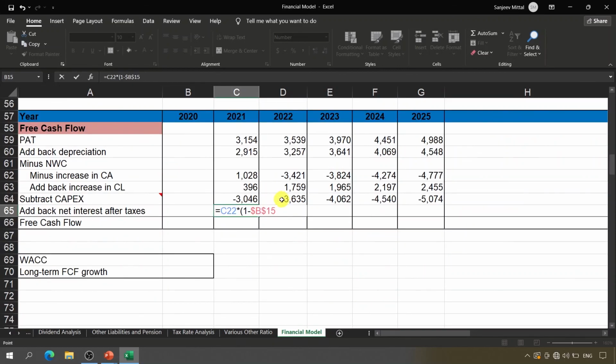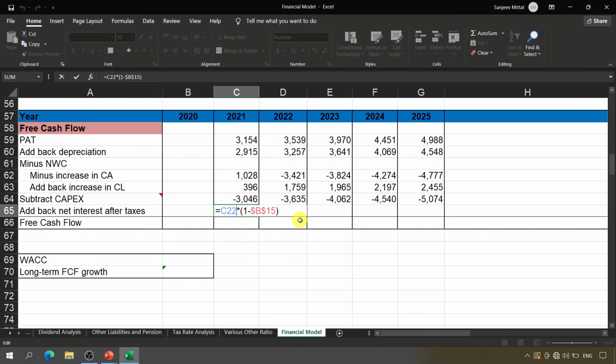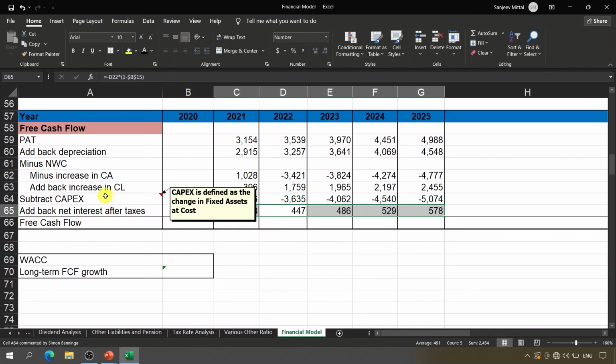25.18%, and I am freezing this 25.18%. And if I click enter, we can get our interest after taxes. But wait, we need to show this number as a positive number because this needs to be added back. So I'm writing a negative sign here so that we get a positive number of 413. After that, we shall copy and paste these details to all the columns for our financial modeling, and we shall get the interest after taxes amount for all the years.